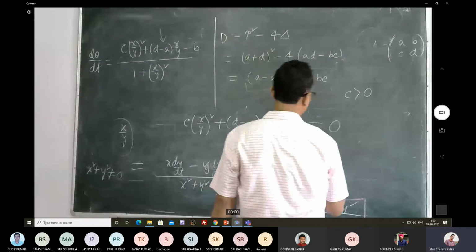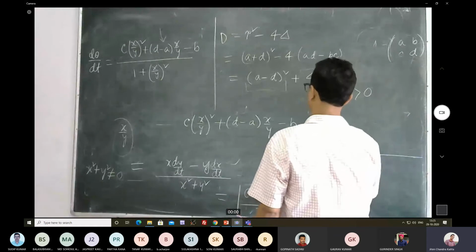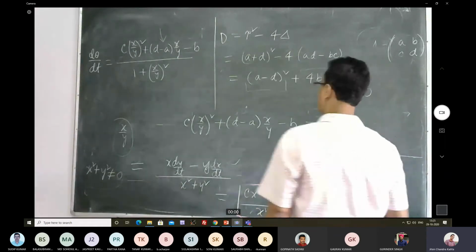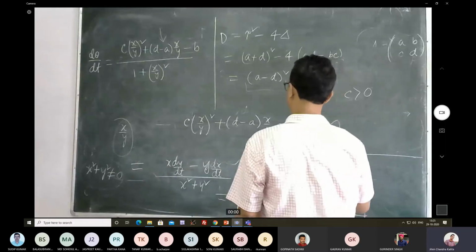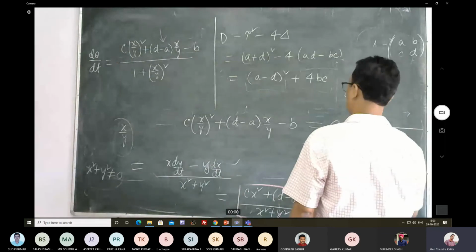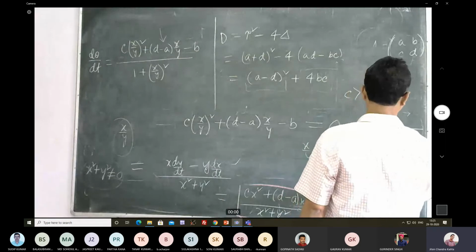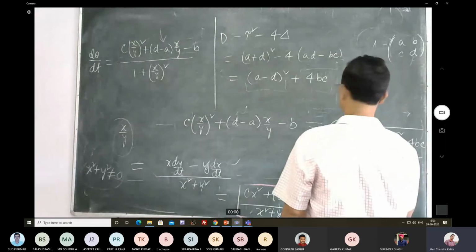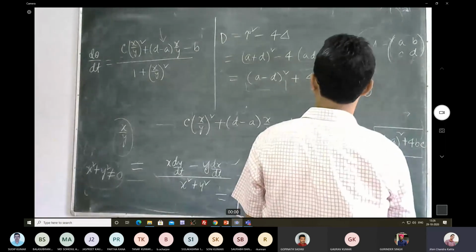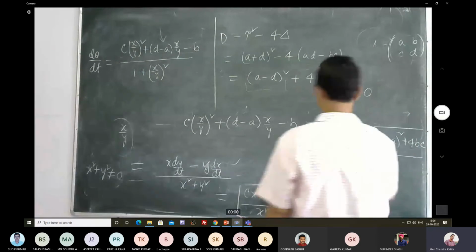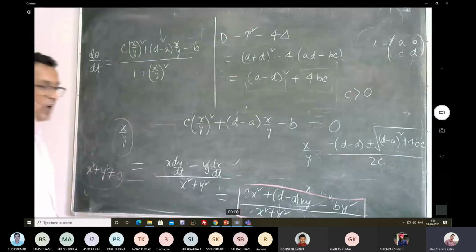Your x by y is going to be what? It is minus d by a plus minus root over d by a whole square minus 4bc, right? Is it minus or plus? Yeah, fine. And this is 2c. Okay, right? So now, what must happen?